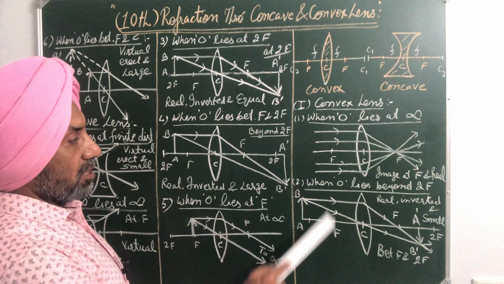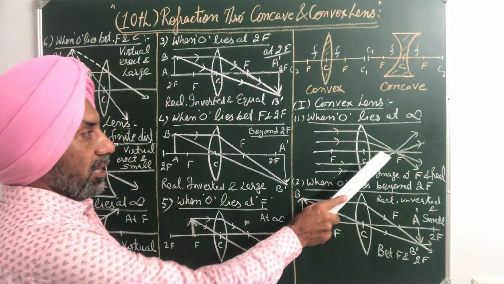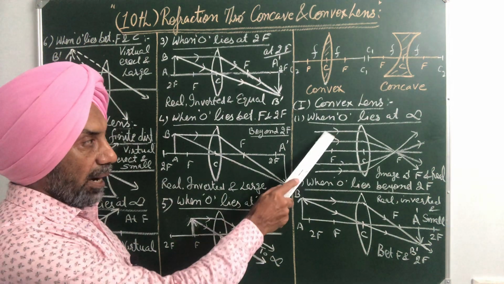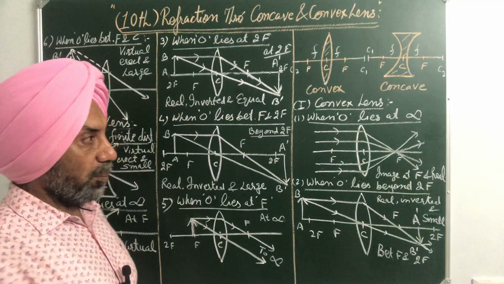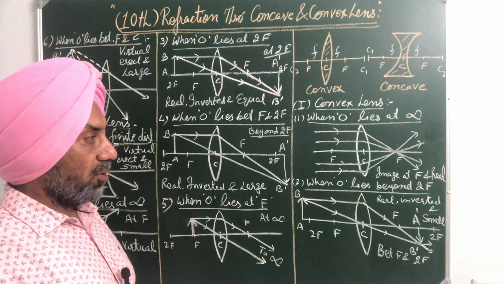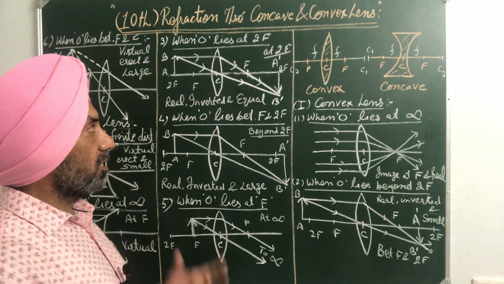So there are 6 cases in the case of a convex lens. It means the nature and position of the image formed by a convex lens depends upon the distance of the object from the lens. So the image is sometimes real, sometimes inverted, sometimes smaller in size, sometimes bigger in size.